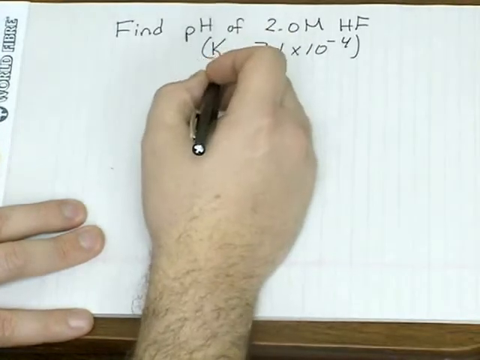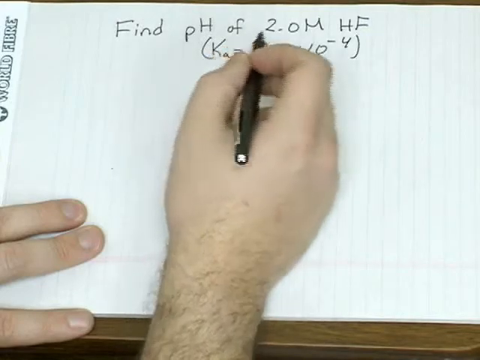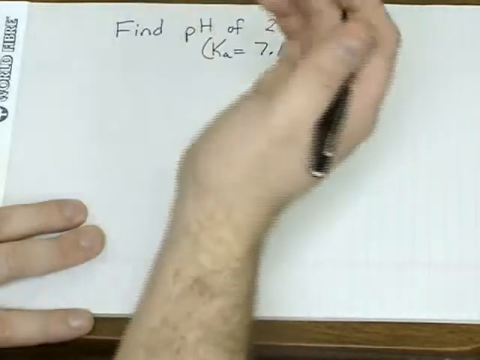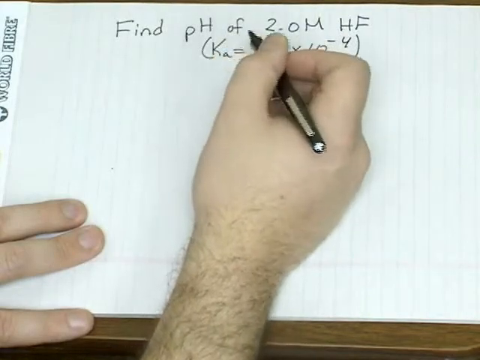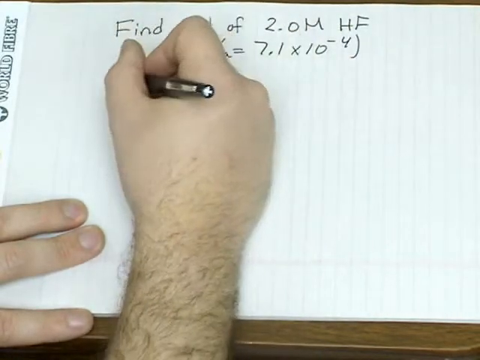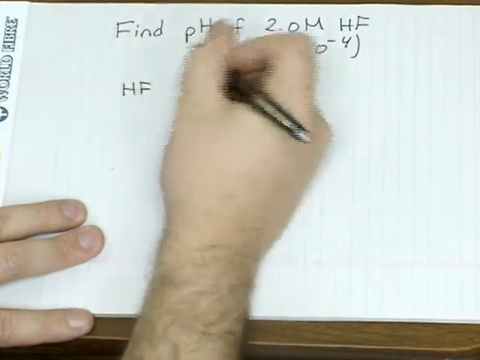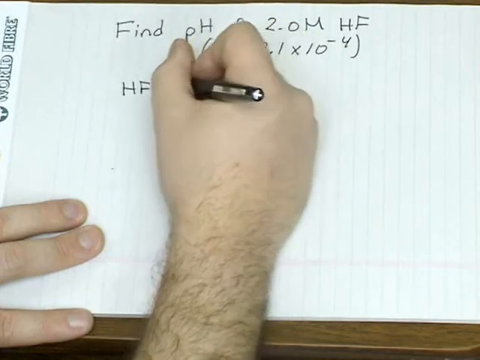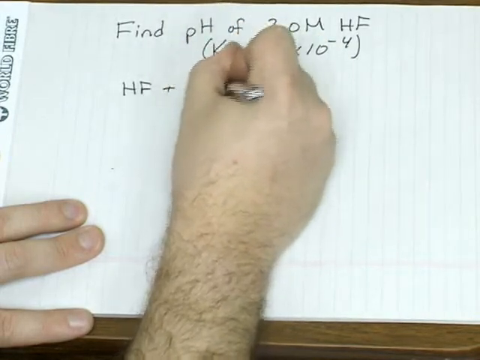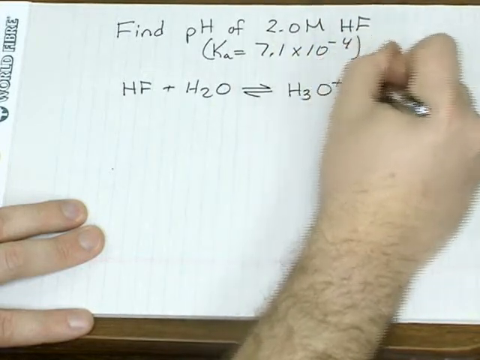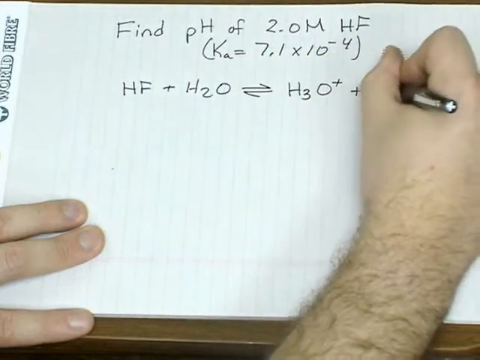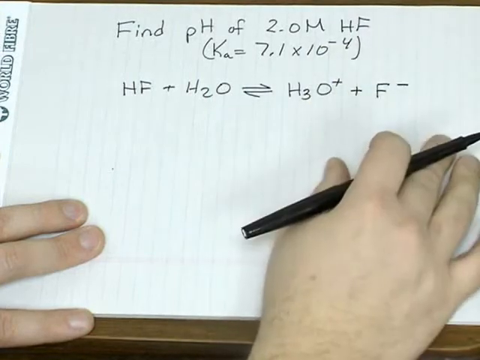Now remember what Ka stands for. Ka is the acid dissociation constant, which is basically a specific type of equilibrium constant. Ka represents the equilibrium where the acid is reacting with water to give you hydronium, and your conjugate, which in this case is fluoride.